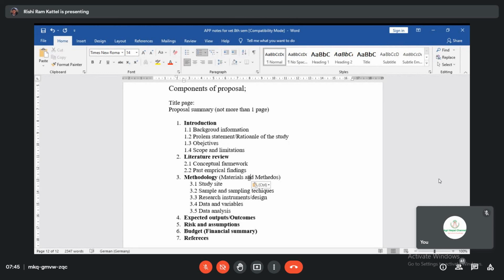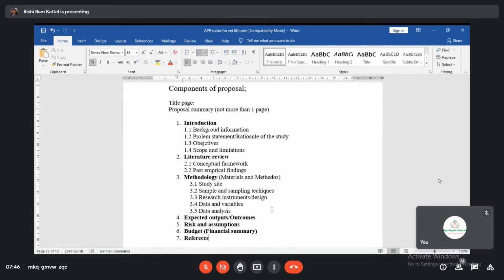So you have to talk about research instruments, data and variables: what types of data you have, what types of variables you have. And data analysis: which software you are using, SPSS, Stata, MSTAT, RStudio. What types of data you have, qualitative, quantitative, and if you have a model in data analysis, you have to write some empirical model, econometric model, and so on. After that, this is the expected outcome or output you have to write in the proposal, and risks and assumptions.